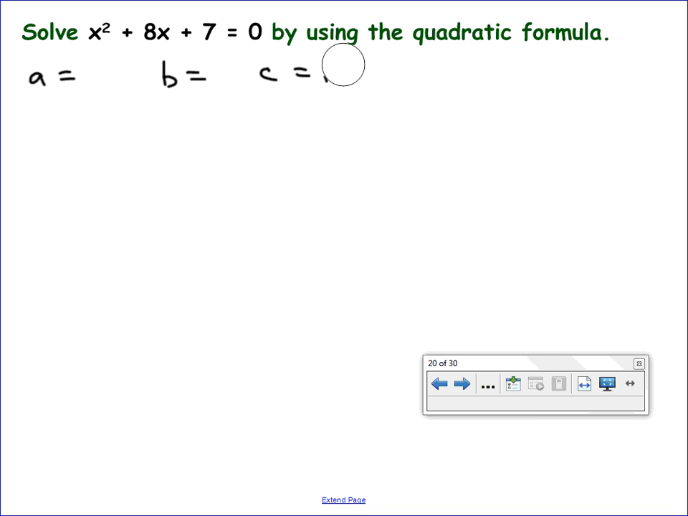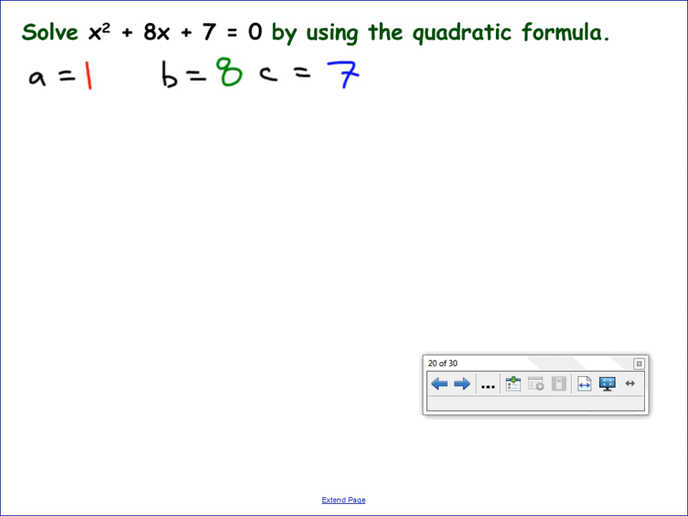All right. So what am I going to use for the value of a in this one? Derek? 1, thank you. What will we use for b? Abby? 8, thank you. And what will we use for c? Ryan? 7, great, thank you. Now we're going to plug those into my quadratic formula everywhere I see a, b, and c and evaluate.